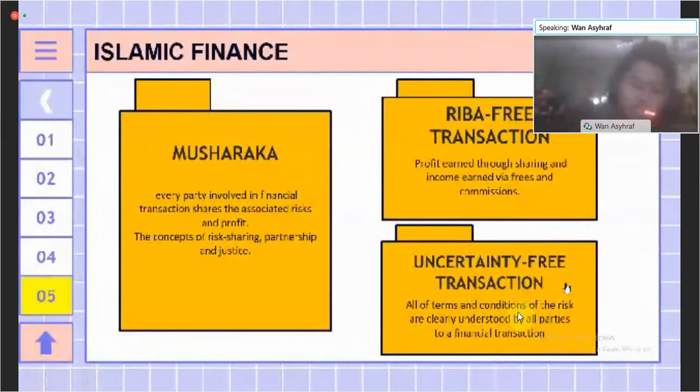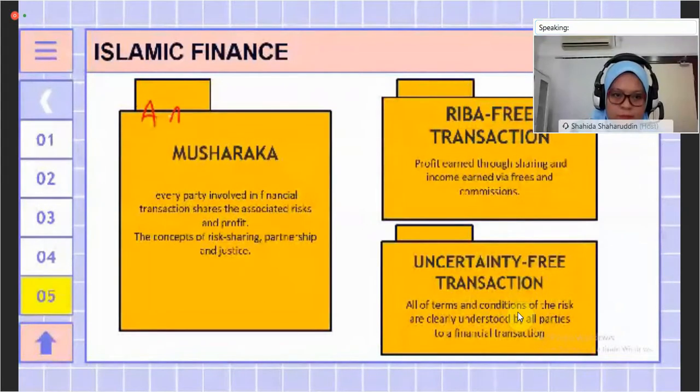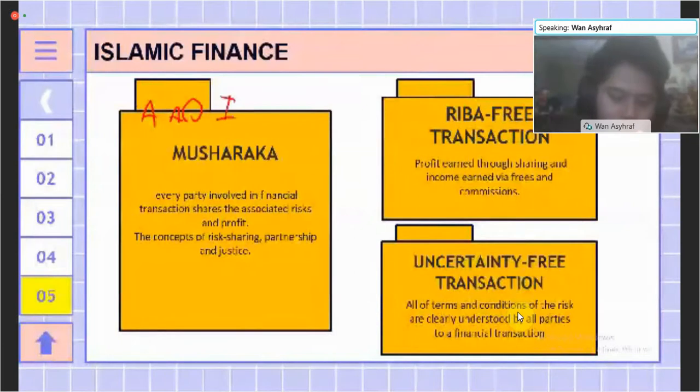For your information, there is a government worldwide organization which we call AAOIFI. It is short for the Accounting and Auditing Organization for Islamic Financial Institutions. It is based in Bahrain, and it was organized in 1991.